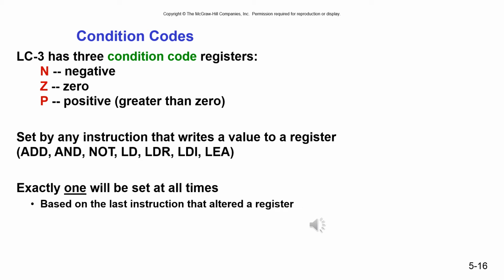No, you would set this up prior to the branch or the control instruction that's going to have a conditional branch, so that you'd be setting up the condition code to get the result that you want. Exactly one of these condition codes is set at all times. You always have either N, Z, or P. Whether you're using that N, Z, or P, that's up to the programmer.